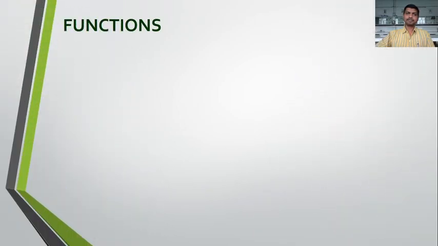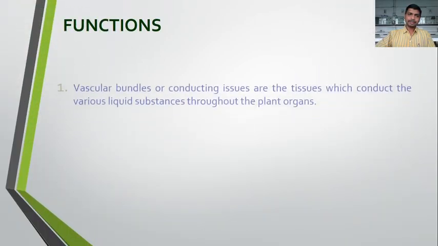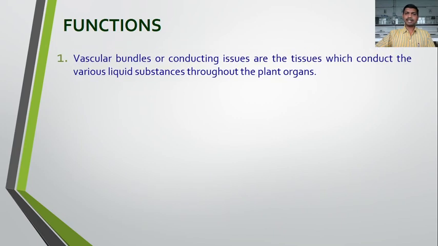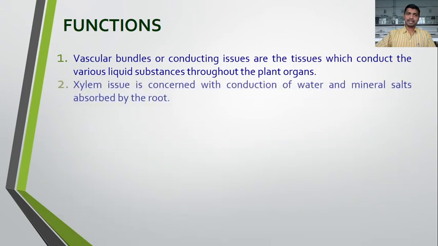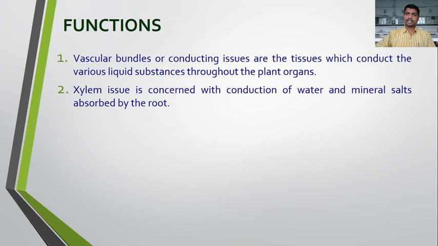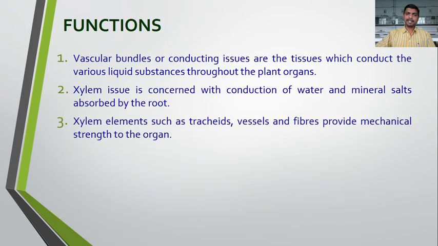Now the functions of vascular bundles. The first one: the vascular bundles or conducting tissues are the tissues which conduct various liquid substances throughout the plant organ. Xylem tissue is concerned with the conduction of water and mineral salt absorbed by the root. So it performs the conduction of water and mineral salt. This is the chief function of the xylem tissue.